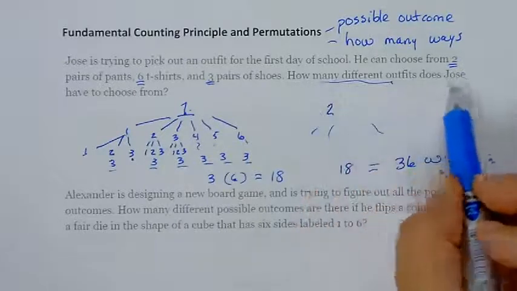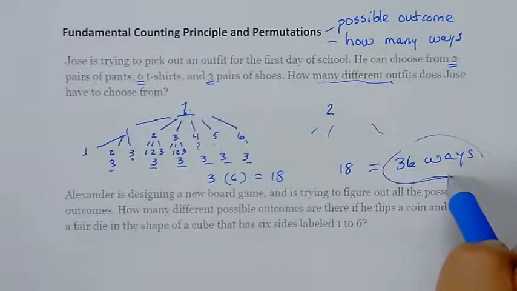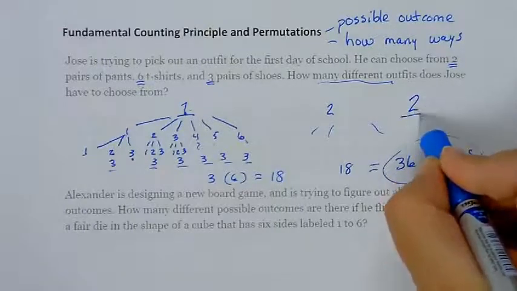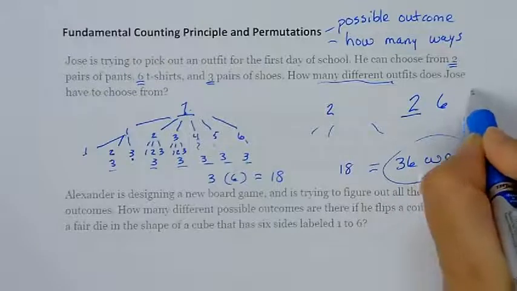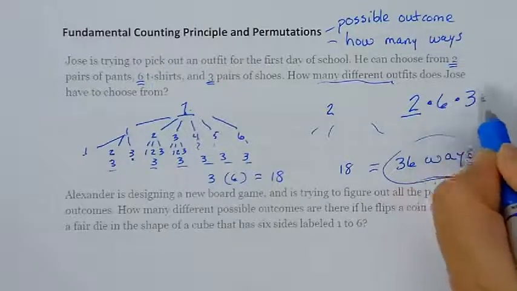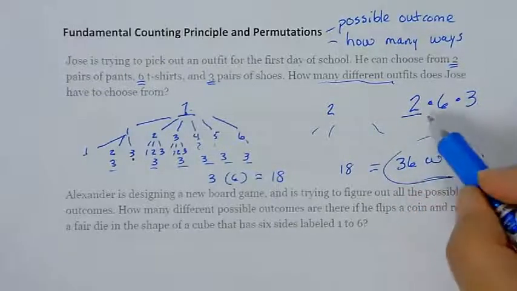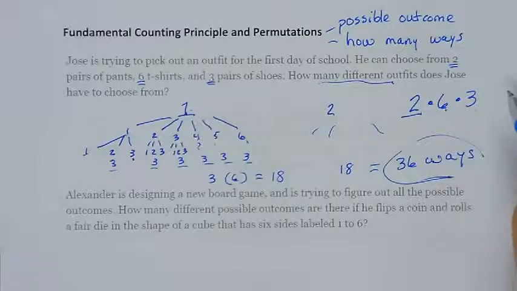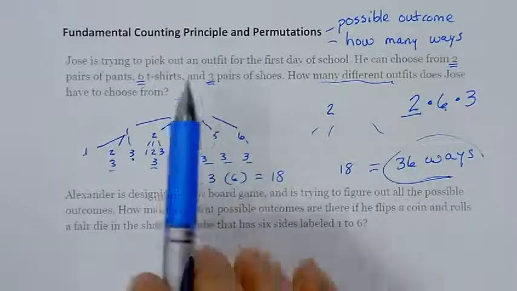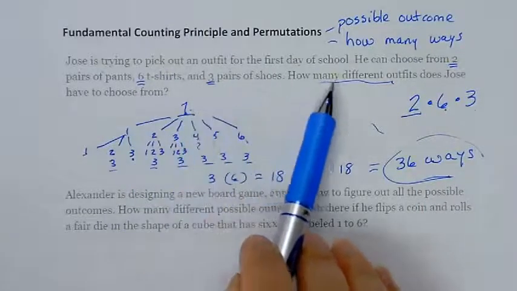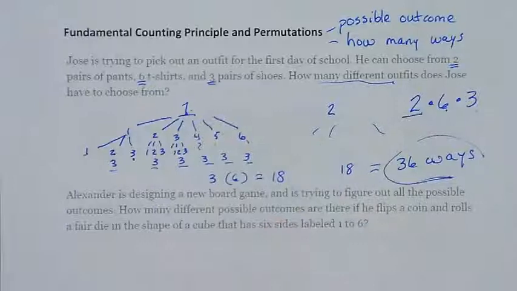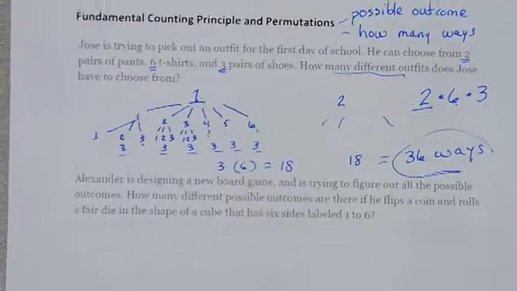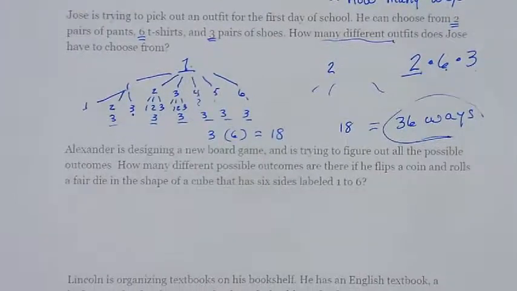So how many different outfits does he have? 36 different outfits. Now some of you may realize that the number 2, the number 6, and the number 3, if you multiply those together, you get the same thing. 2 times 6 is 12, 12 times 3 is 36. So the fundamental counting principle says if you have this many things, this many times, you can multiply those numbers together to find out how many ways something will happen. Let's see what happens on the next problem.